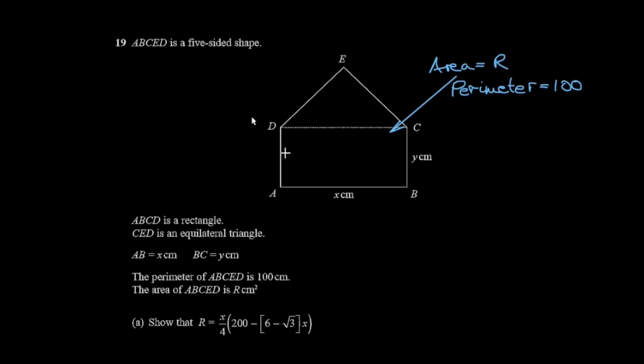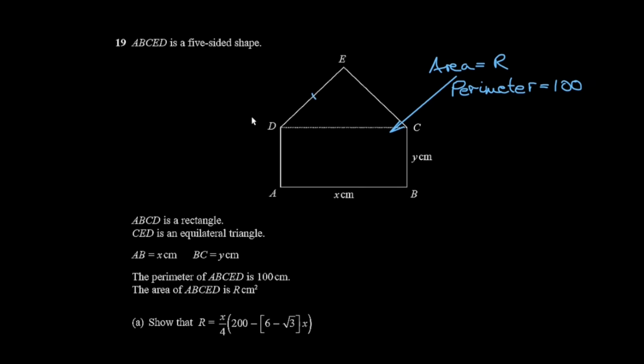Okay, question 19 features a rectangle, base x, height y. We know that the area of the whole shape is R, and we know the perimeter of everything is 100, at last a number. Okay, and we've been asked to show that the area is in terms of x. Notice it's not in terms of y, so we're going to have to get rid of y.